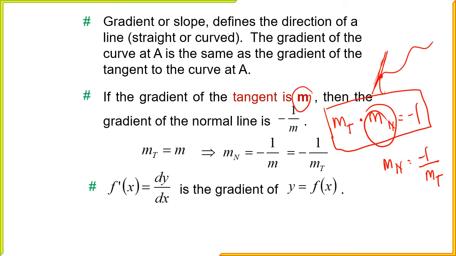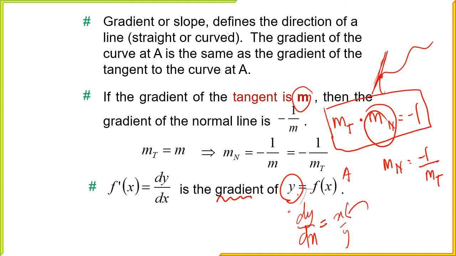f prime x equal to dy dx is the gradient of y equal to f x. Okay, so to find the gradient at a certain point of the curve y, we need to differentiate y. Why? Because we will get dy dx, which is the gradient of the tangent. So if we get dy dx in terms of x and y, then we just have to substitute the point.